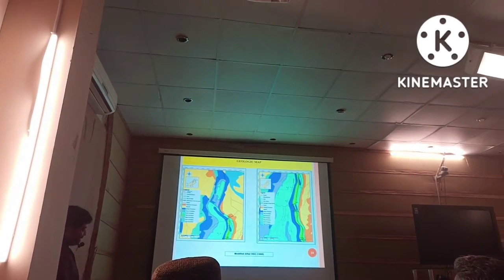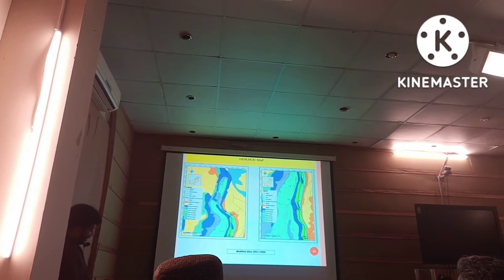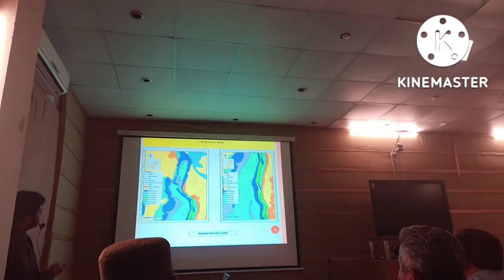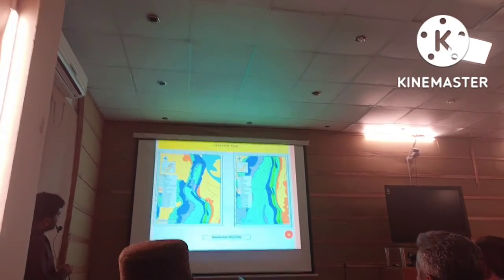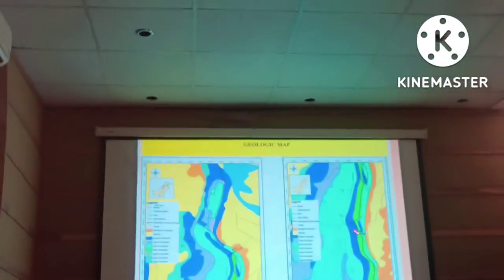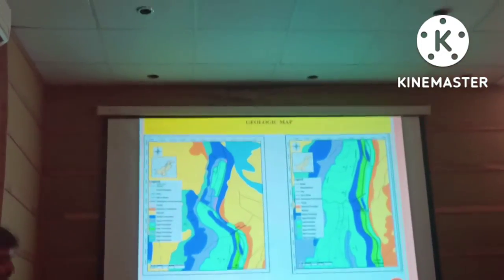This is a geological map of the area, which is showing the exposure of pub sandstone in this green line. This is the Bidanala section, this is DNS, and this is Burgoro section, and this is G. Pandala section.